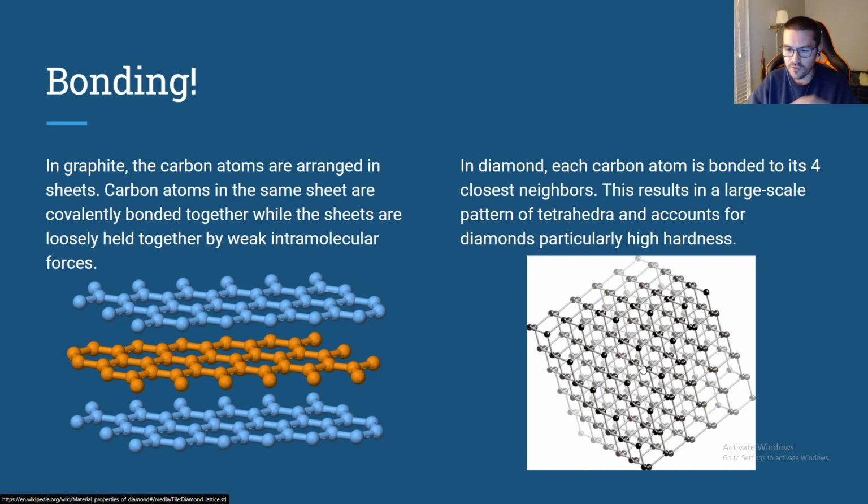What ends up happening is you get this large scale pattern of tetrahedrons, or tetrahedra. And so it's very compact, very dense, and this pattern here that we see is how diamond gets its hardness.